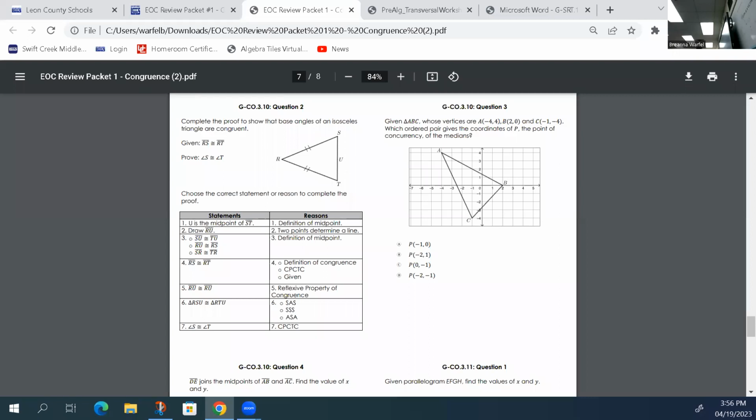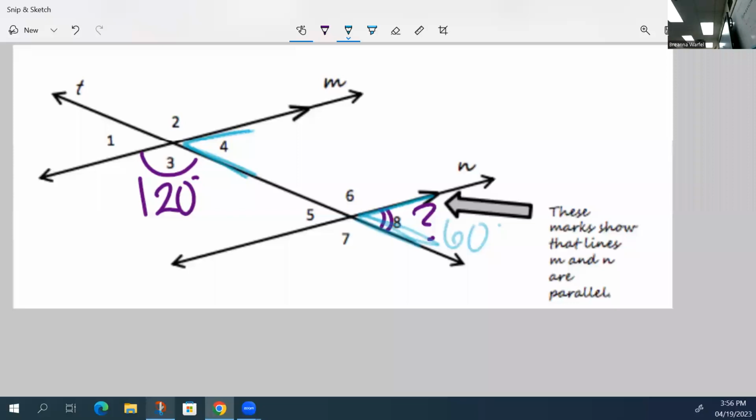Okay, guys, here we go. So we are on packet one, and let's see. Here we go. We're on packet one, number 22.